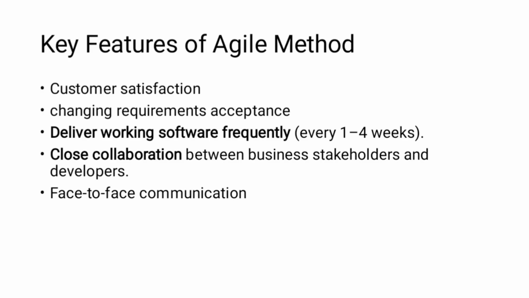Second, changing requirement acceptance. For example, a client building a banking app may suddenly ask to add UPI scanning. Agile handles such changes easily. Third, delivering working software frequently, in every 1 to 4 weeks. For example, VS Code rolls out updates every month with bug fixes and new features. This is Agile in action.